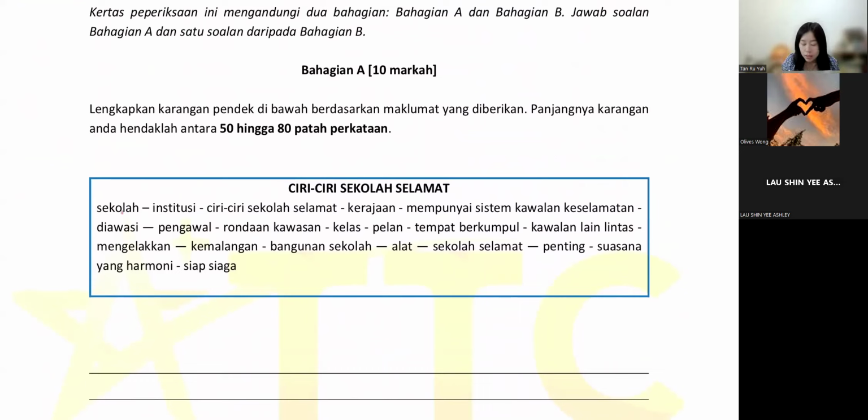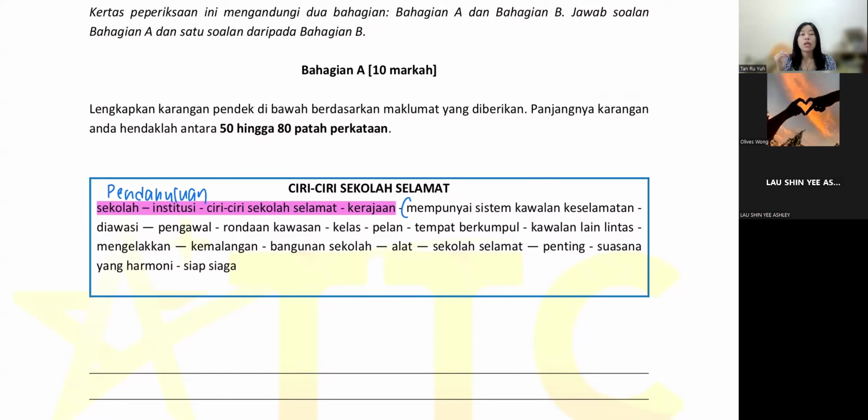So, pendahuluan, sekolah institusi, which is the school, has to have characteristics for safety. And then normally this one is set by the government. So this one is your pendahuluan. And then penutup, we go for isi first. So the first thing we need to introduce about the school that is safe is mempunyai sistem kawalan keselamatan.